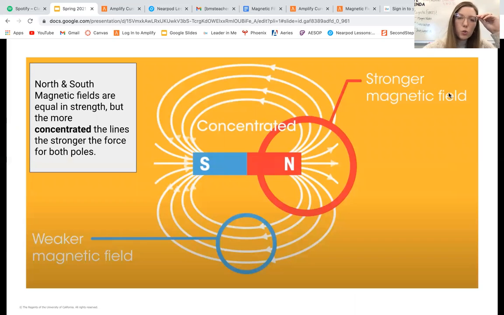And this brings us to some more detail about what these field lines do and what they mean. The north and south magnetic fields are equal in strength. No pole is stronger than the other, but the closer you get to either pole, the stronger the magnetic field is going to be. You can see that these lines are more concentrated as you get closer to the end of the magnet. And the farther you go from the magnet, the farther apart the lines get, which means they're less concentrated. A less concentrated magnetic line is going to be a weaker force, whereas the more concentrated lines close to the magnet are going to have a stronger force.